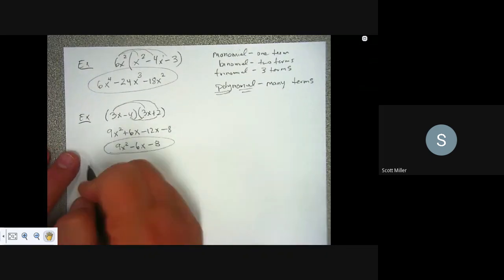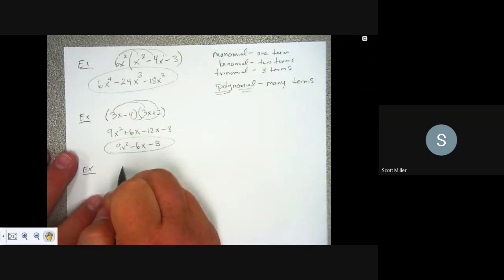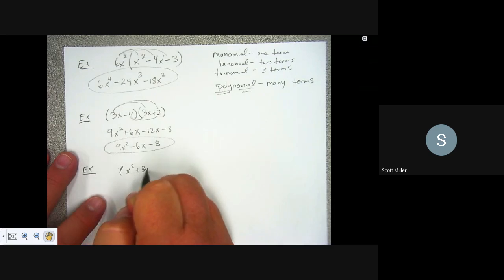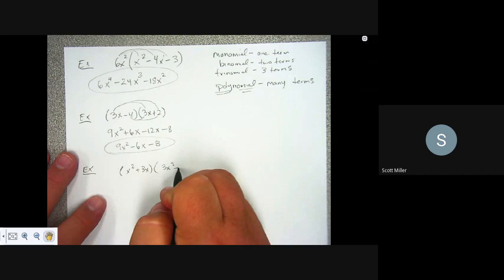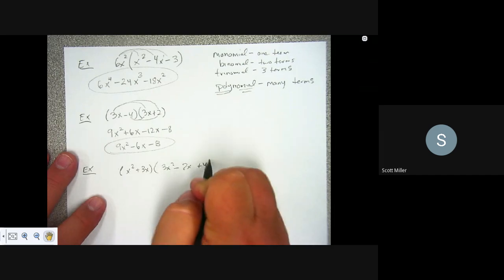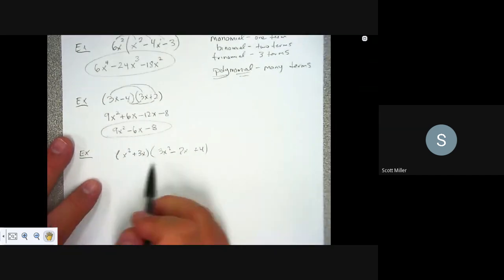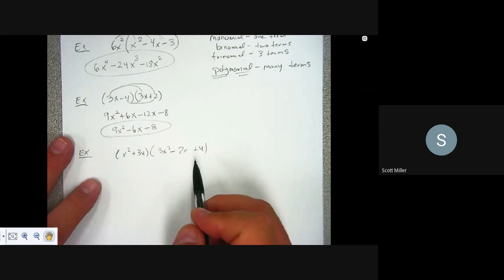Well, what if I have more than two terms in two terms? Does it change what I'm doing? X squared plus 3x times, and then this one here we'll do 3x squared minus 2x plus 4. Well, now I'm multiplying a binomial to a trinomial, and the process is exactly the same. Just take your time. One at a time.